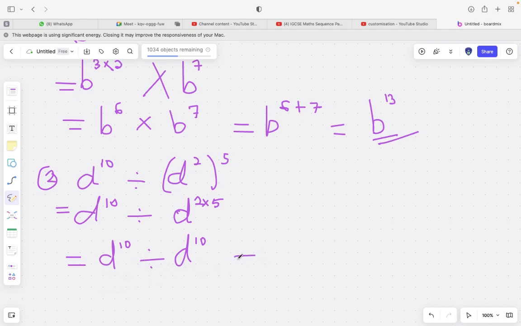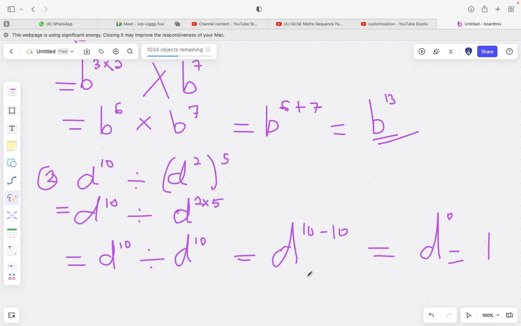Since they are the same base, you just write 1d, and since it's division, you subtract the powers. 10 minus 10 is 0. So we have d to the power of 0. Don't just write 0 down, you say d to the power of 0. And you remember when we started, we said anything to the power of 0 is 1. So the final answer in this case equals 1.